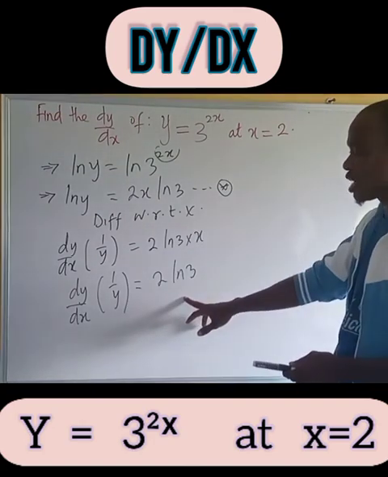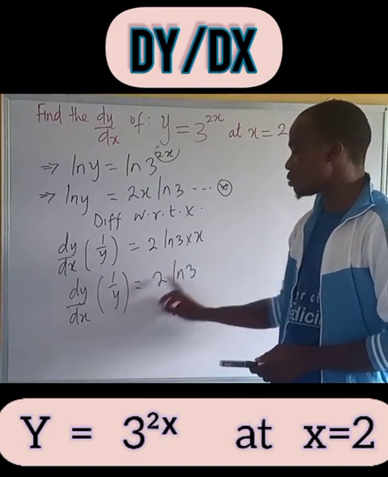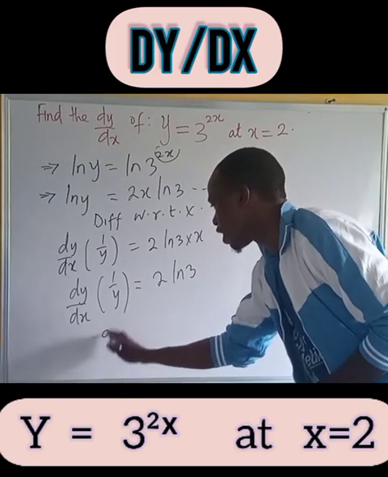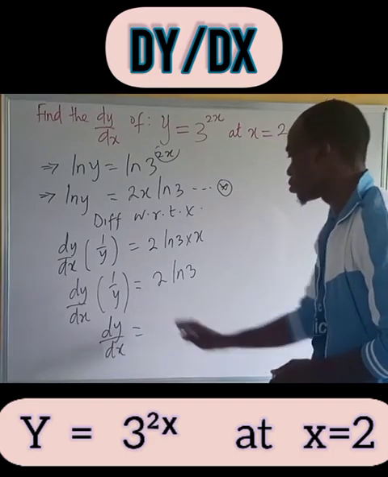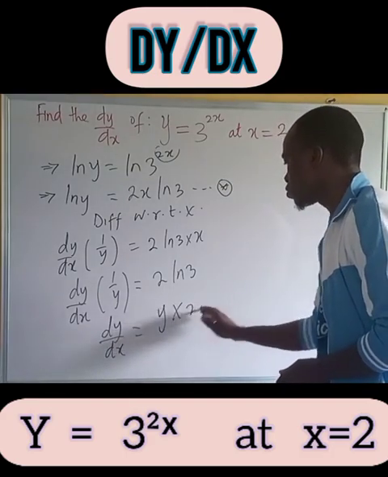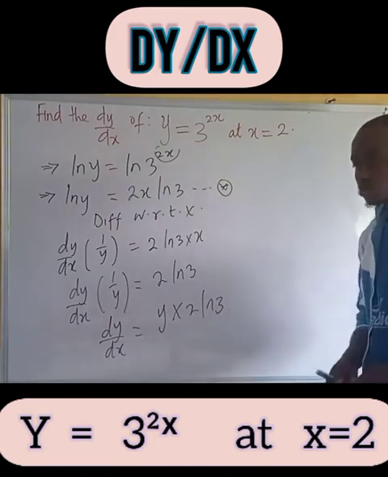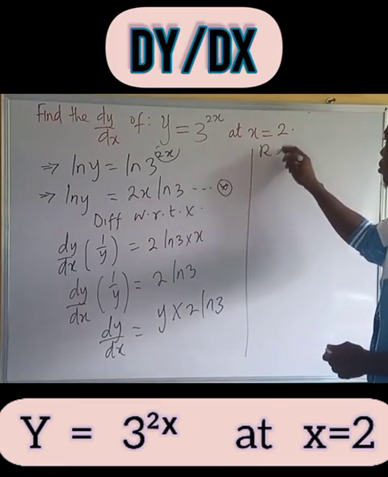So now from here, what's the next thing to do? Don't forget that we are looking for dy/dx. So when we multiply both sides by y, we are going to have dy/dx equals y multiplied by 2 ln 3. So now y times 2 ln 3, what are you going to have?